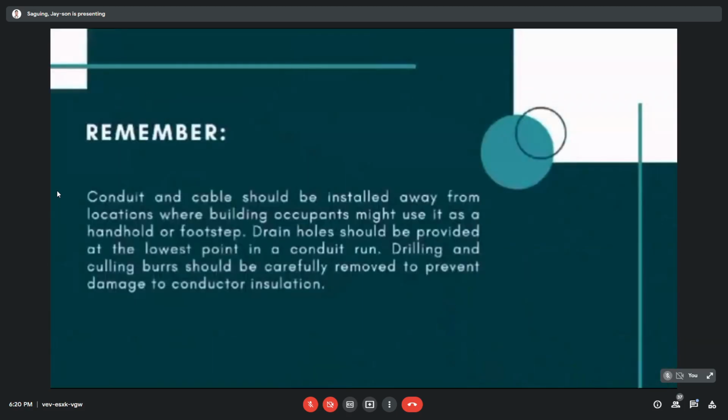Before we go to box or enclosure requirements, we should remember that conduit and cable should be installed away from locations where building occupants might use it as a handhold or footstep. Drain holes should be provided at the lowest point in a conduit run. Also, drilling and cutting burrs should be carefully removed to prevent damage to conductor insulation.